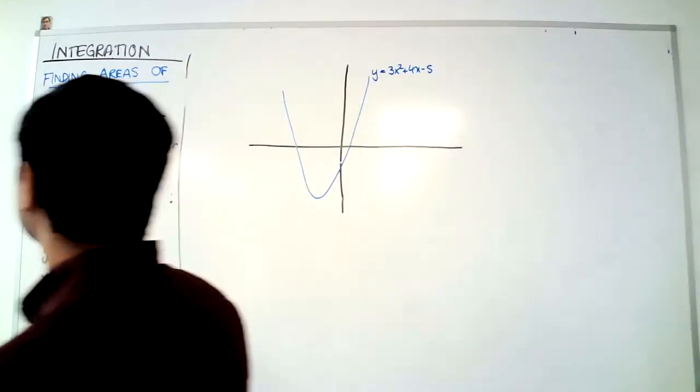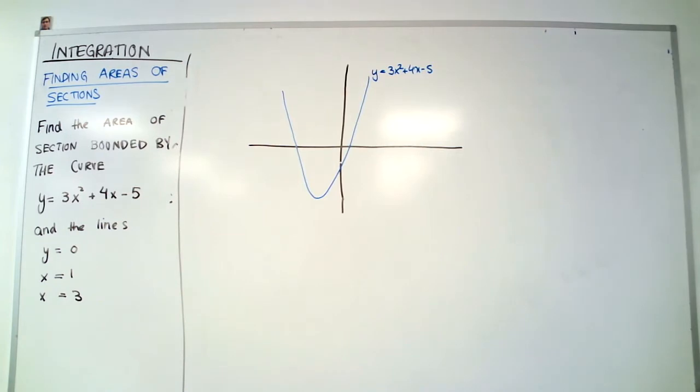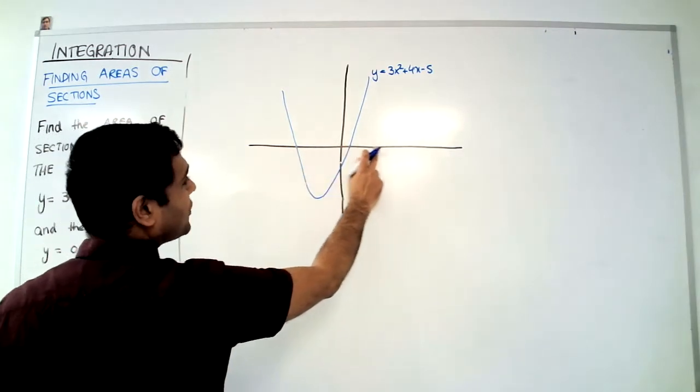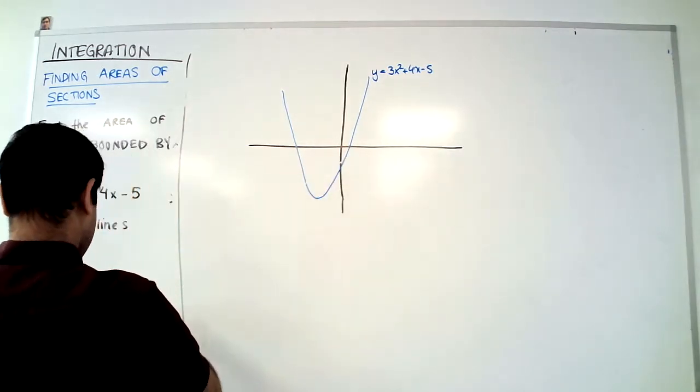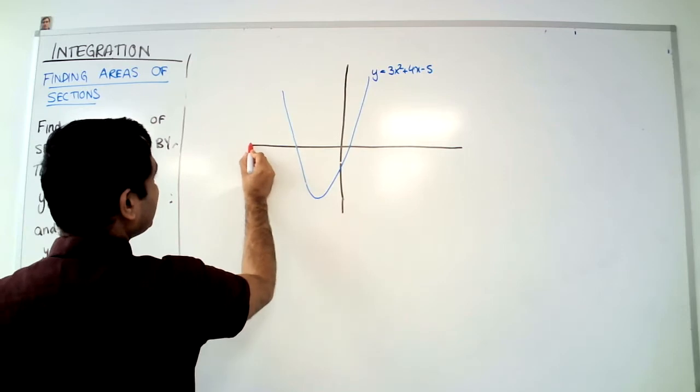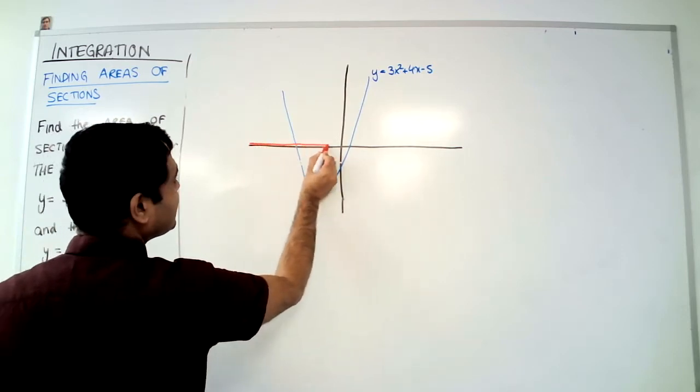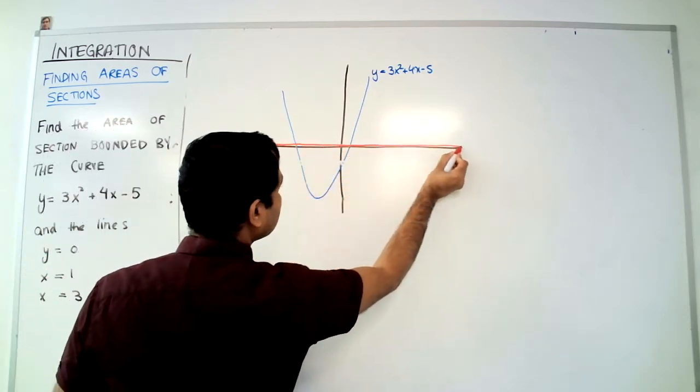Okay, if I want to find the area of the section bounded by the curve, how do we do that one? Now let's say I got the equation of the curve, y equals 3x squared plus 4x minus 5. And then there are other lines and I need to find the area. Okay, now to do that one, this is y equals 0. This line is y equals 0. I'm just going to put the line a little bit up so you can see that one. This line is y equals 0.